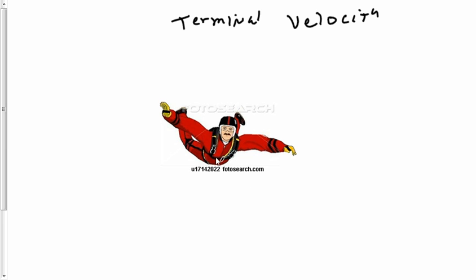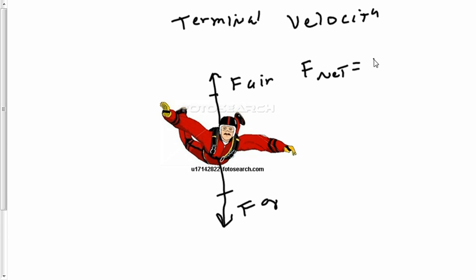So for a terminal velocity, then, force of gravity straight down, force of air again opposing. For a terminal velocity, that means acceleration does equal 0. Therefore, force of gravity and force of air must equal each other. We still have the same force net equation. Force net is equal to force of air minus force of gravity.